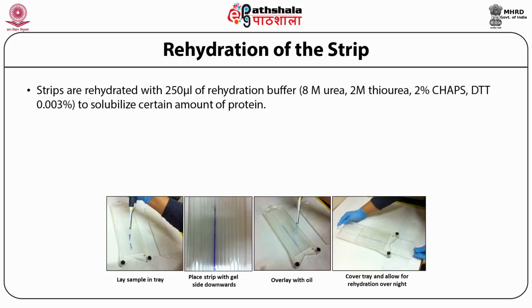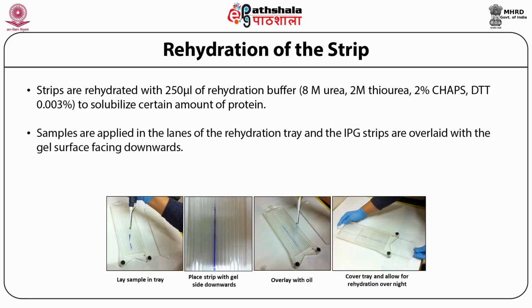The strips are usually rehydrated with 250 microliters of rehydration buffer that comprises detergents such as 8 molar urea, 2 molar thiourea, 2% CHAPS, and DTT in a concentration of 0.003%. This rehydration solution is applied to the lanes on a tray called the rehydration tray, and the IPG strips are overlaid on these lanes with the gel surface facing down so that they can absorb the protein solution into the gel.